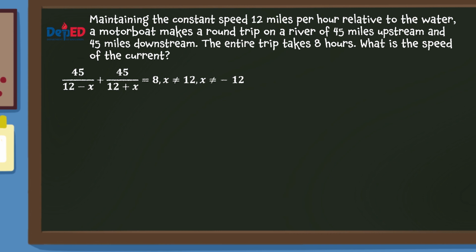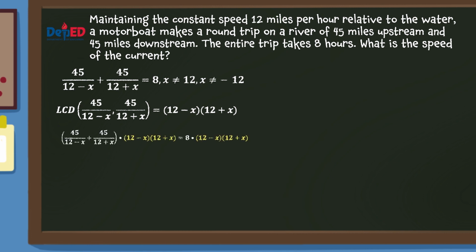We now determine the LCD. Both the denominators are prime, so the LCD is their product. We multiply both sides of the equation by the LCD. By cross-cancellation, 45 over 12 minus x times the LCD expressed as a product of the binomials 12 minus x and 12 plus x is equal to 45 times the binomial 12 plus x.